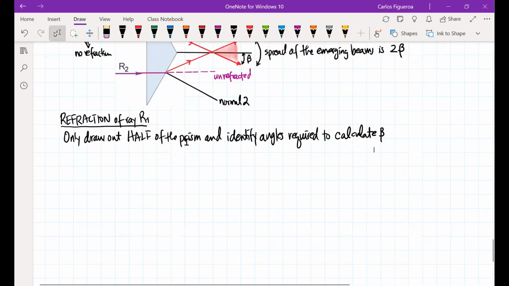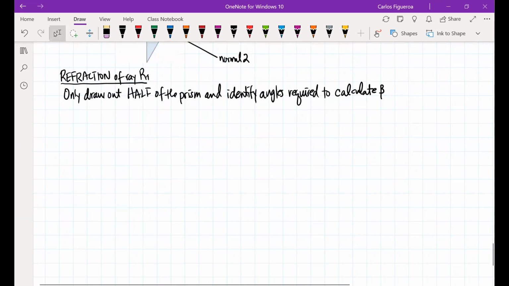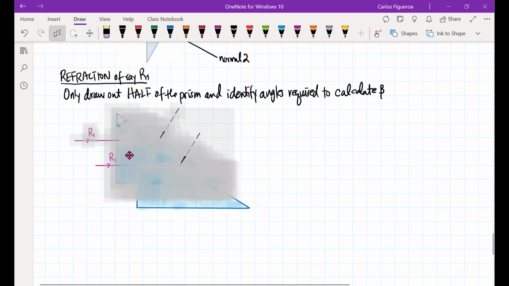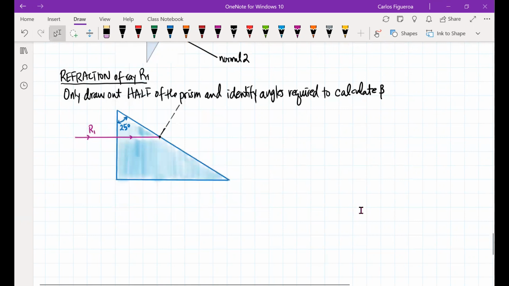Okay, so here I go. I've already constructed half of the prism, so I'm going to paste it in just to save time. I want to see if I can line that up, and that looks pretty good right there. What you're seeing here is the normal of the second surface.